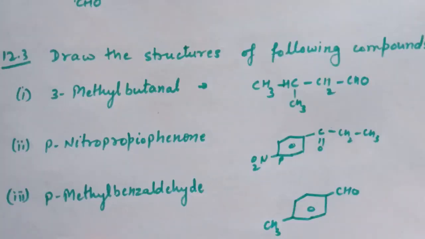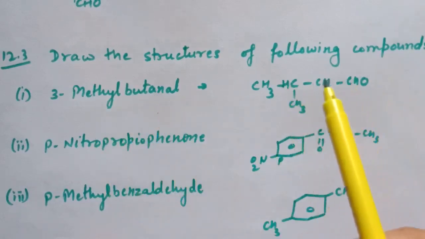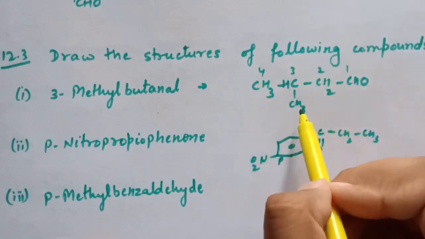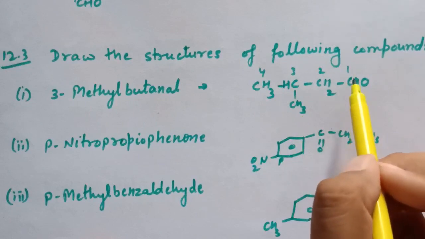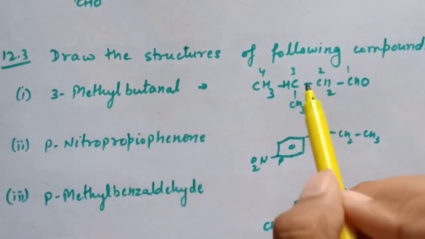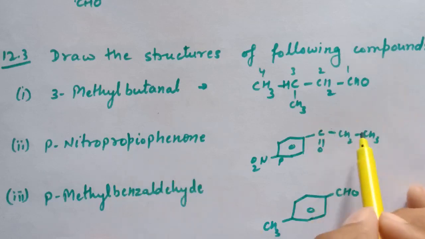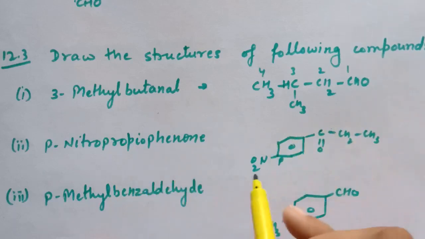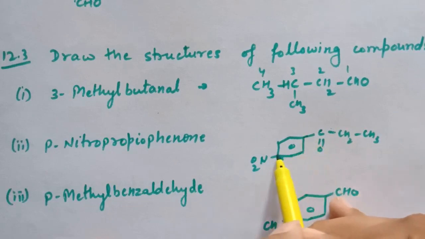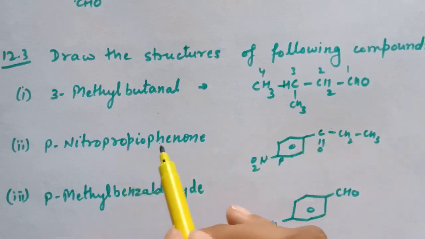Question number 12.3. Draw the structures of the following compounds. First is 3-methyl-butanal. So this is the structure of 3-methyl-butanal: 1, 2, 3, 4. At third position a methyl group is there, and at first position a CHO group is present. So the structure for this name is here. Second is para-nitropropiophenone. This is the structure of propiophenone. Now at para position a nitro group is there, with respect to this position, and at para position the nitro group is placed. So this is the structure for this compound.